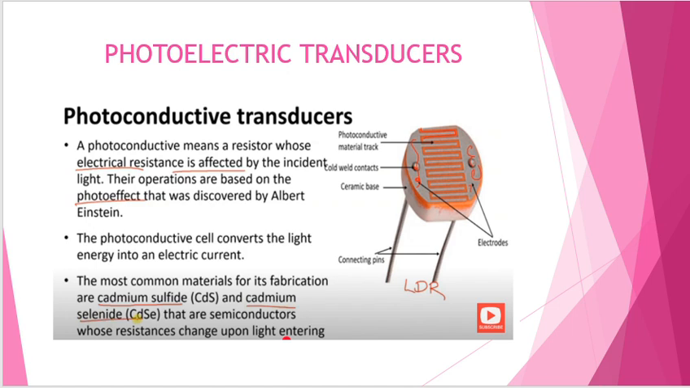Here you can see it's an LDR. This is an LDR portion, or we can also call it a photoconductive transducer. In this case, look at the terminals and connecting pins. This part is called the electrodes.